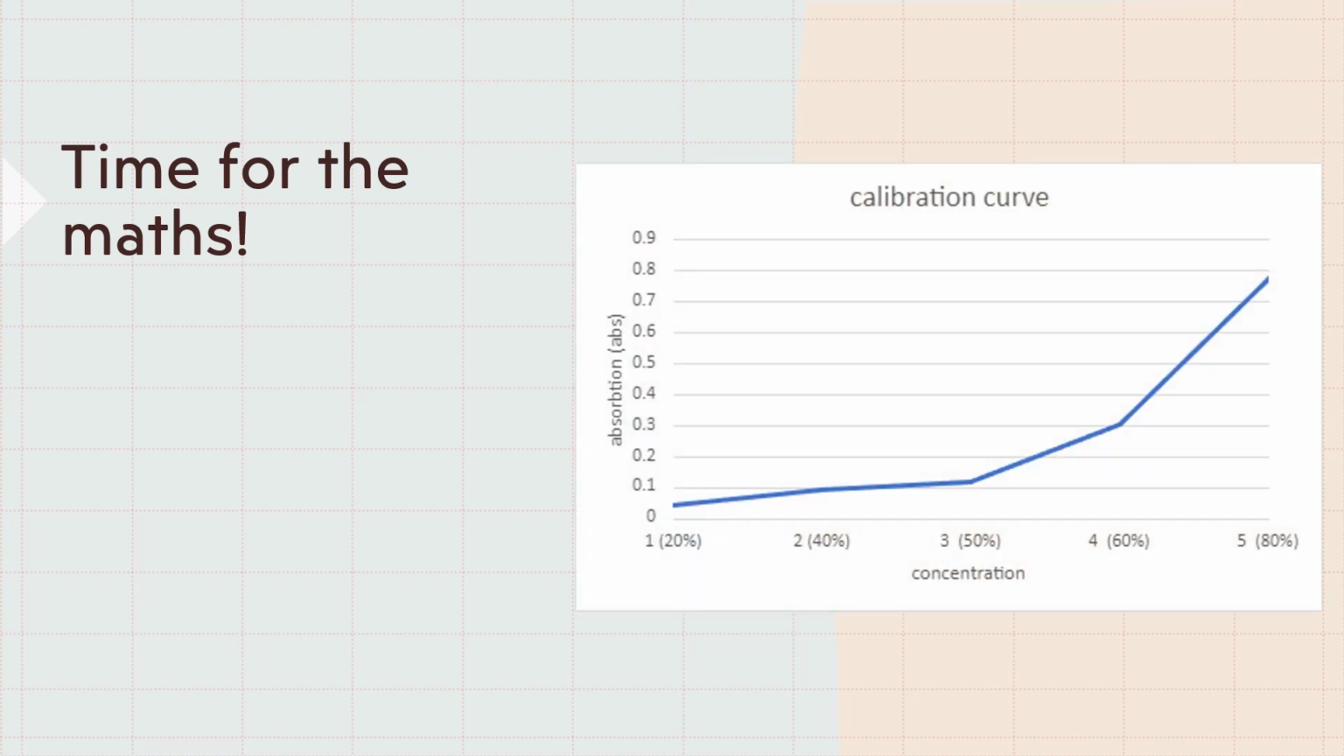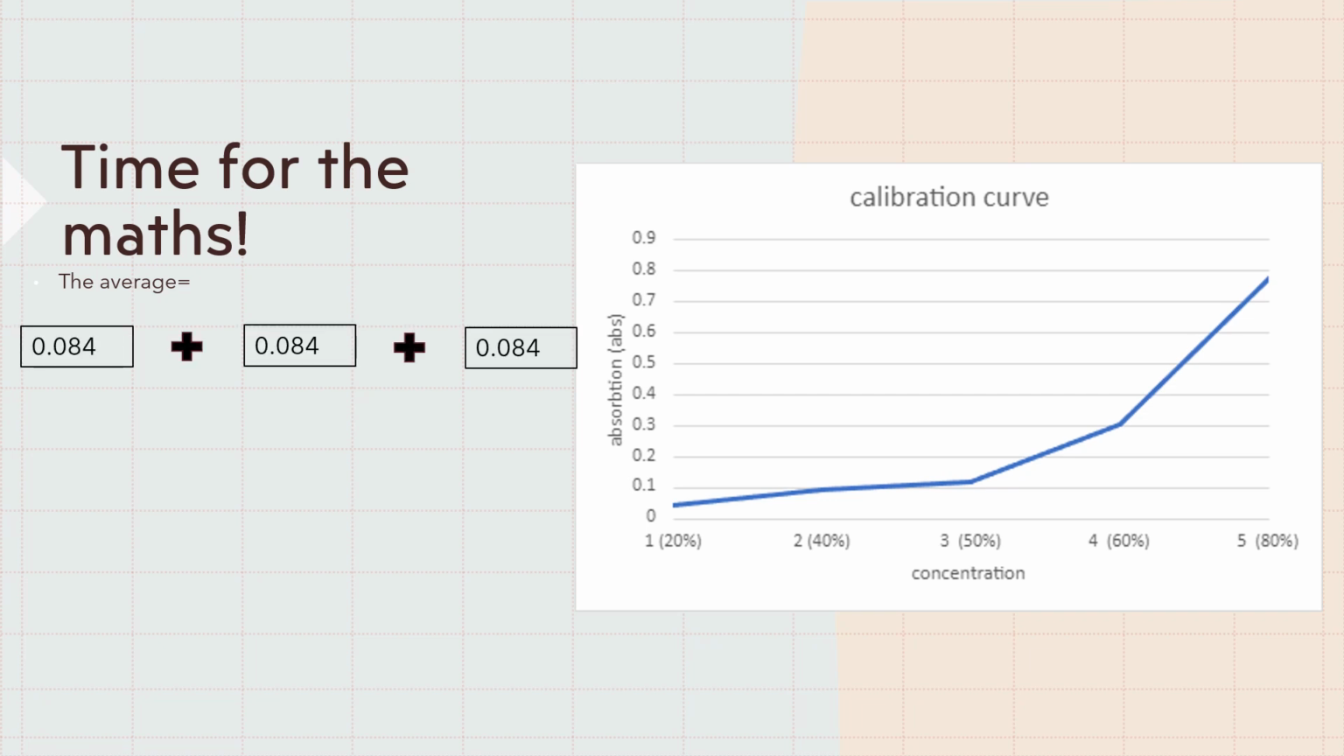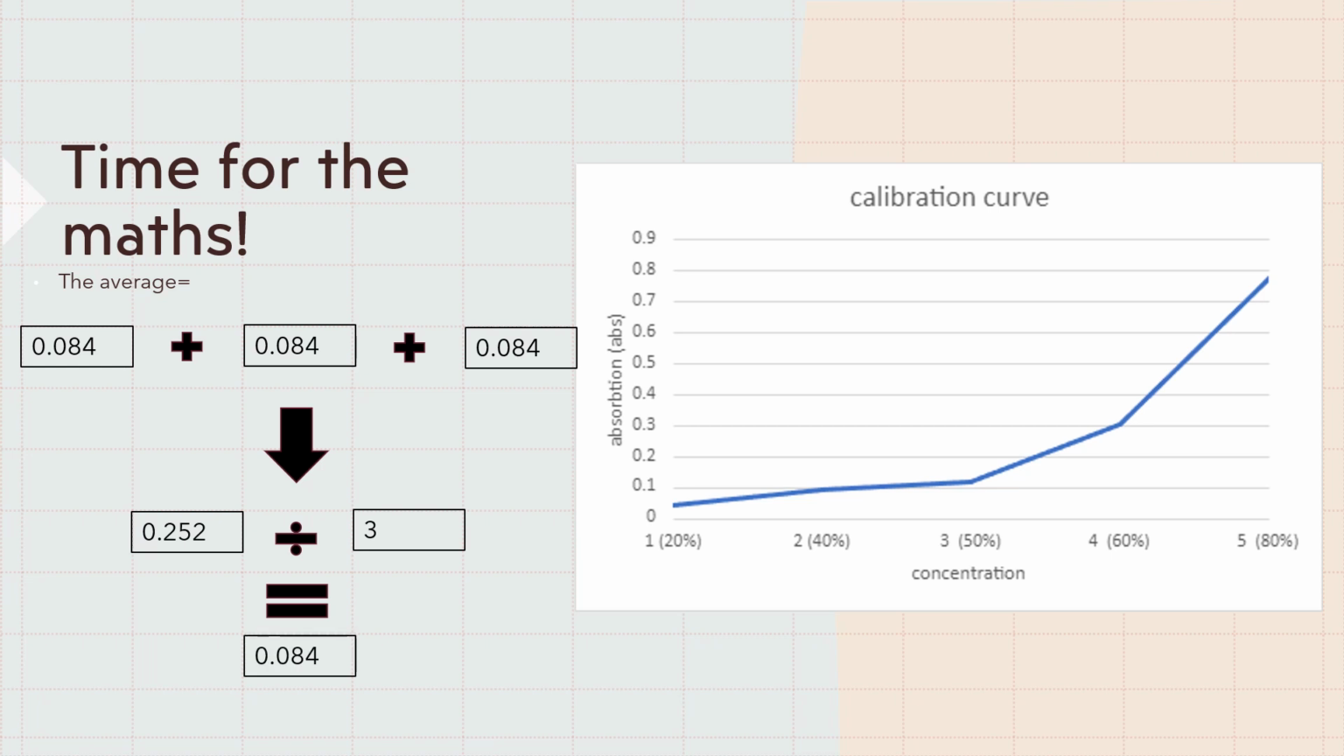The point of the second part of the practical was to work out the unknown concentration of cordial. So, time for the maths. As you can see, I have plotted the given concentrations and their absorptions on a curve. So we'll need the average of the 3 tests we did of the unknown cordial. To do this, you take the absorption of each 3, add them together, and divide that total by 3 to get the average, which is 0.084. This was quite easy because they all gave the same absorption. The average is 0.084, which is roughly about here on the curve, which gives us a concentration of around 30%.